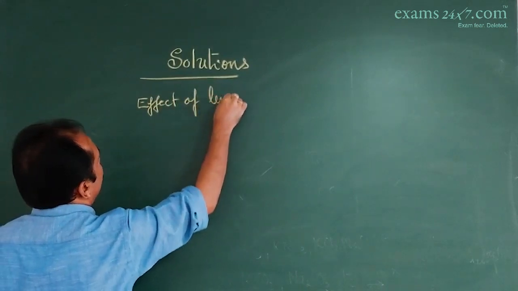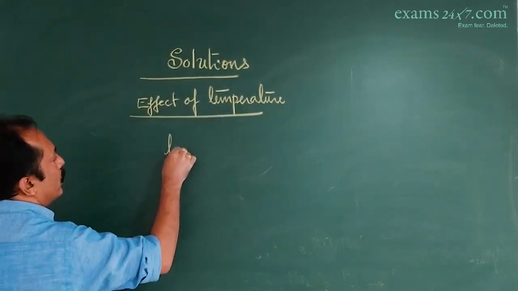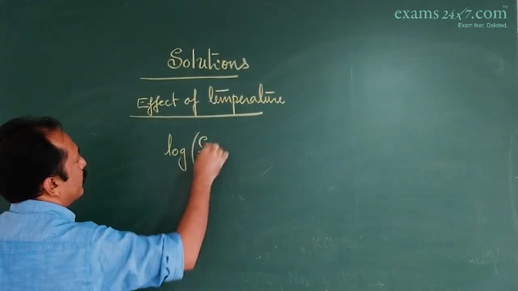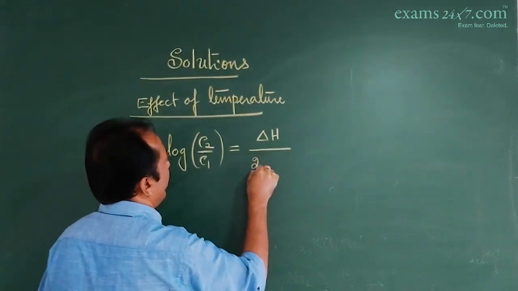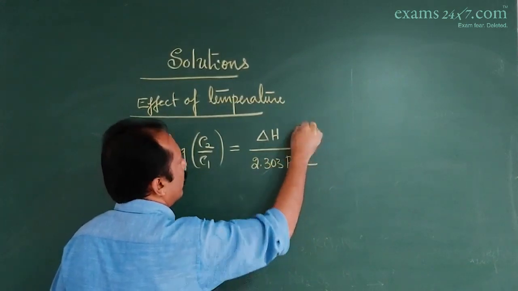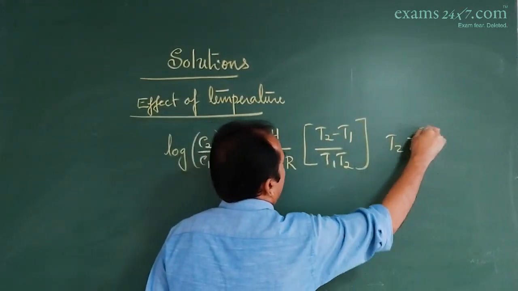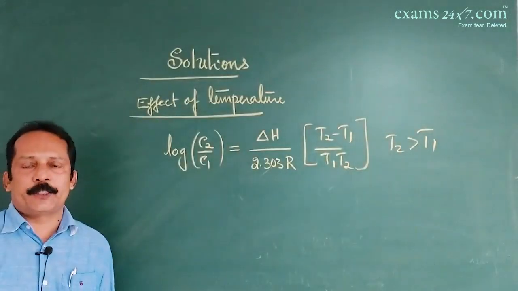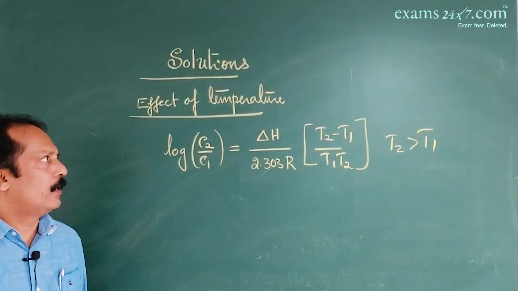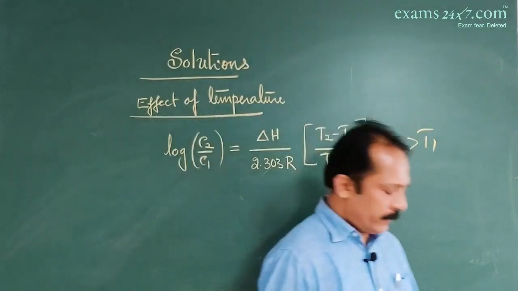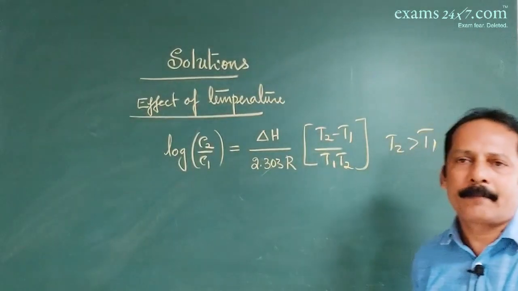Effect of temperature on solubility. So log C2 by C1, two different concentrations, equals delta H divided by 2.303 into R into (T2 minus T1) divided by T1 into T2. Here T2 is greater than T1. So this explains the solubility with respect to temperature. So solubility of a gas always decreases with increase in temperature.